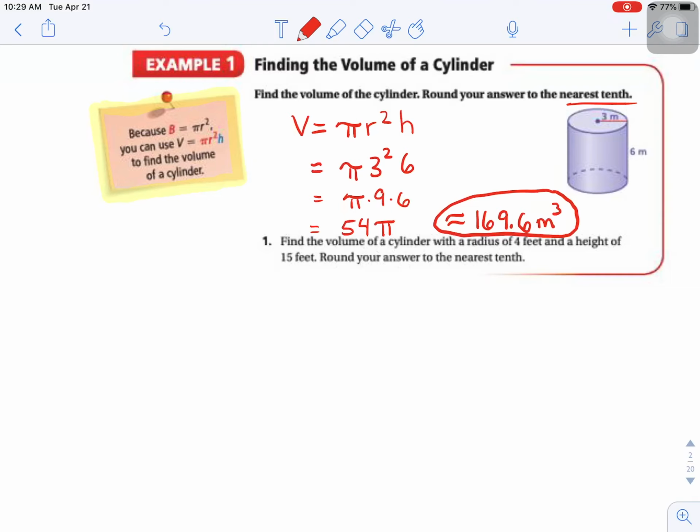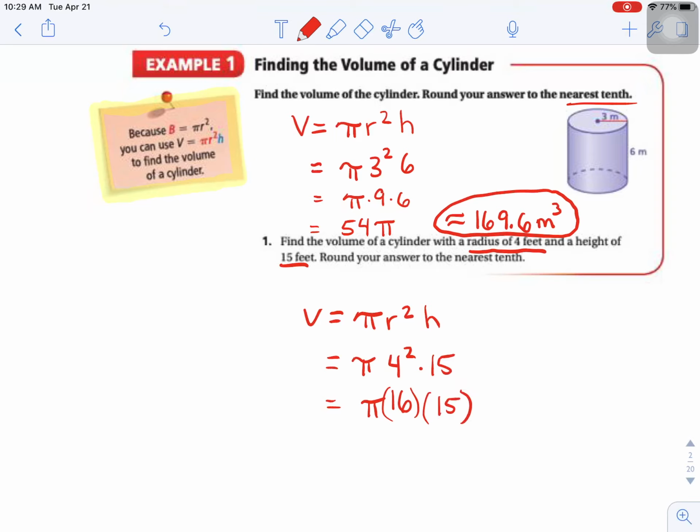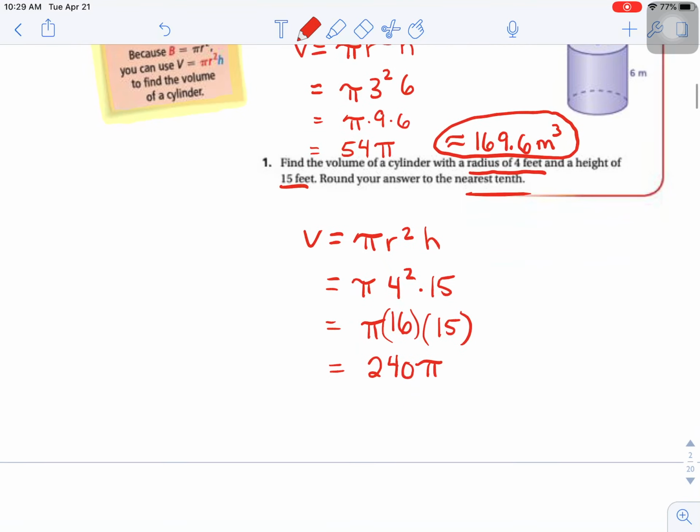Okay, same idea for the next one. They gave us a radius of 4 feet and a height of 15. So again, volume equals pi r squared h. My radius was 4 and my height was 15. That would give me 16 times 15, which would give me 240 pi. And again, they wanted it to the nearest tenth. So if we put it in our calculator, that is about 754.0 feet cubed.